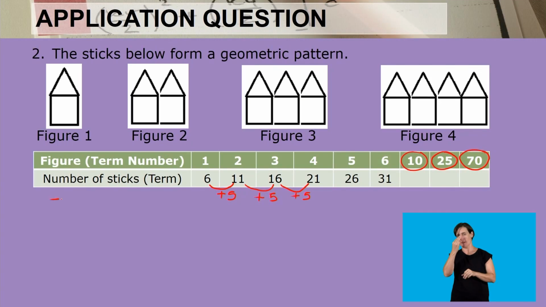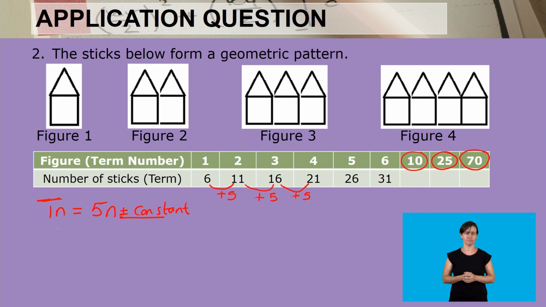So how can we get a rule for this pattern? Well, we can start with the constant difference. We know that will be multiplied by the position of that figure. So from here, we know that we are going to add or subtract a constant.